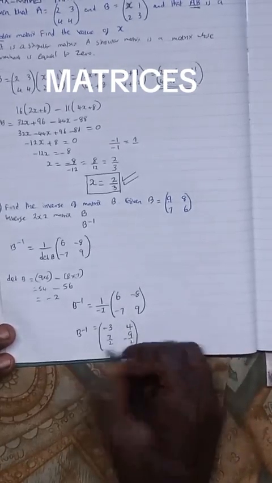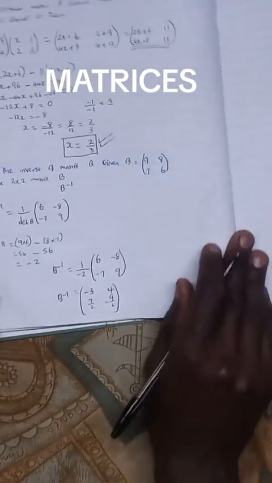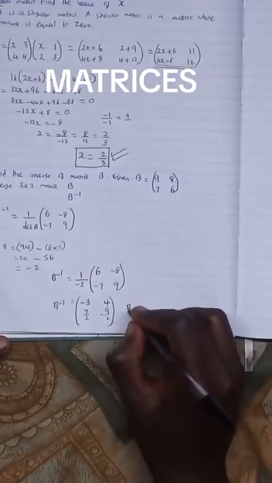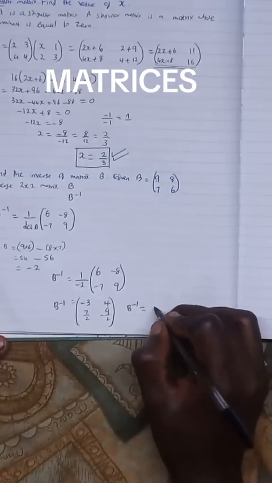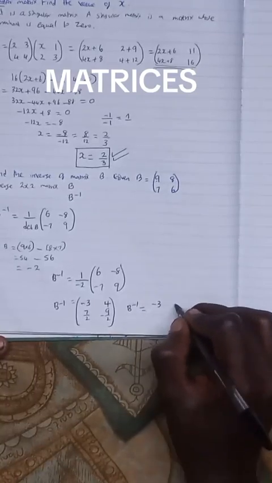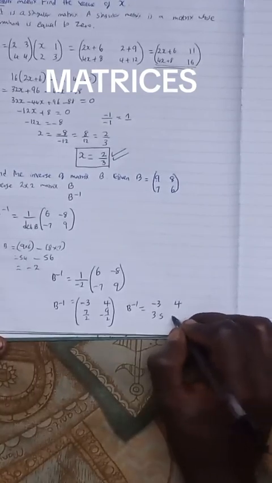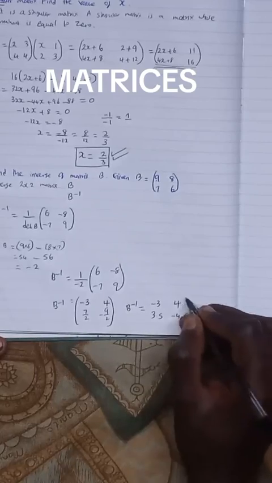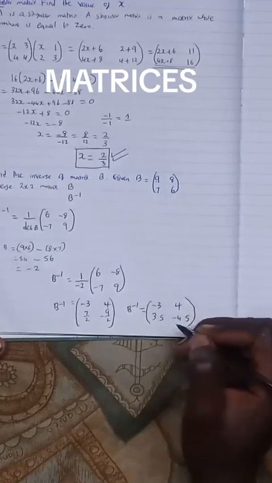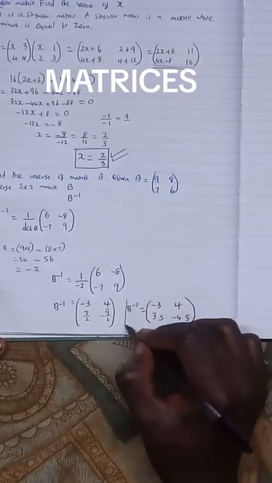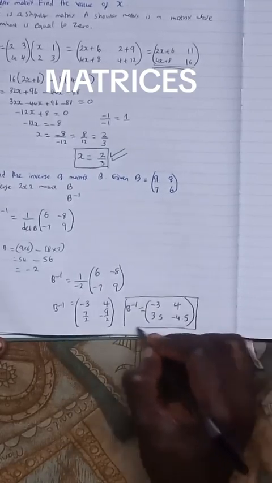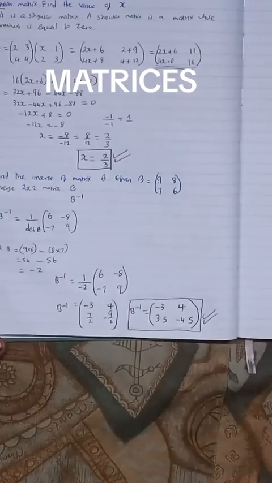And if you want to simplify it further, B inverse is equal to -3, 4, 3.5, -4.5. I hope you have followed through. So our B inverse is here. This is our answer. Hope you have followed through.